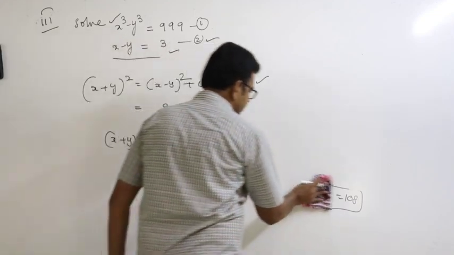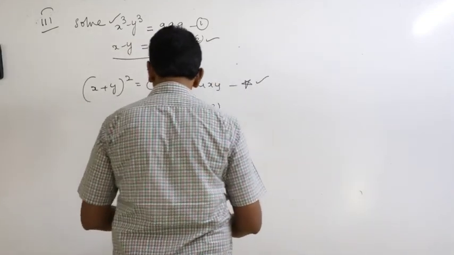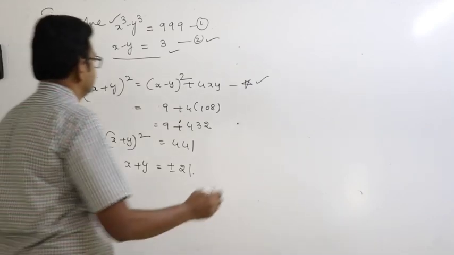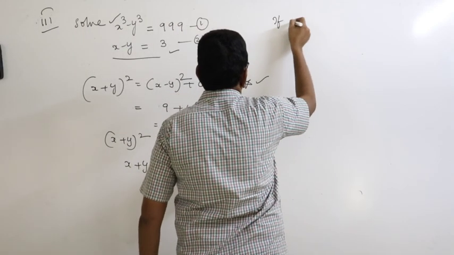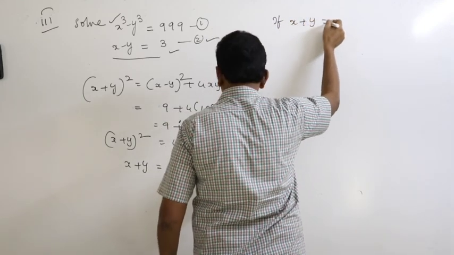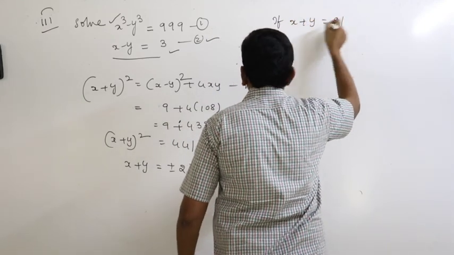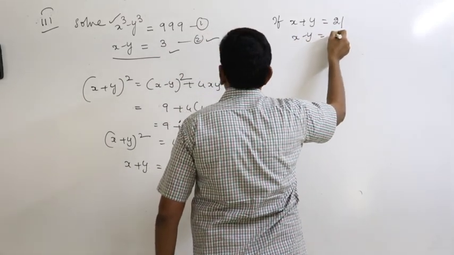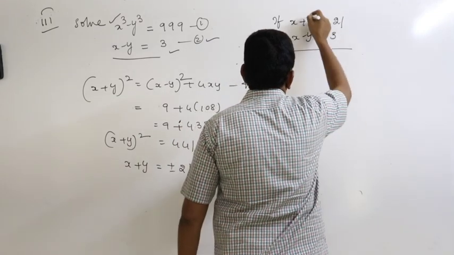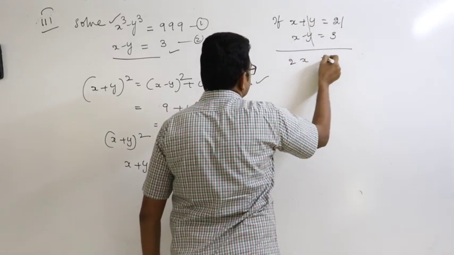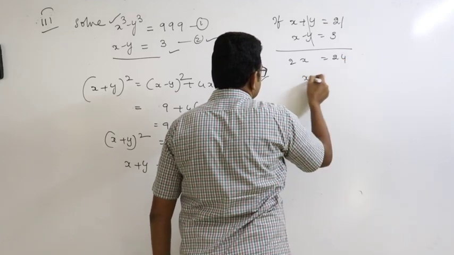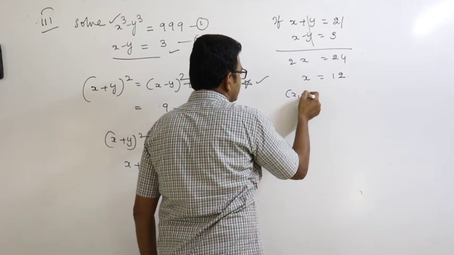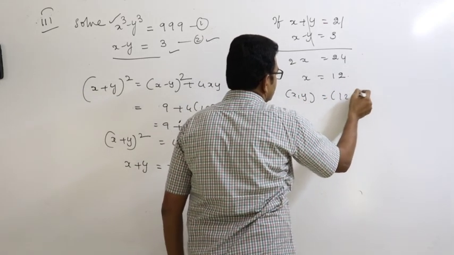So if you take the plus sign, x plus y is equal to plus 21, and x minus y you already know is 3. So solving these two, 2x is equal to 24, x equal to 24 by 2, that is 12. So x comma y values are 12 comma 3.